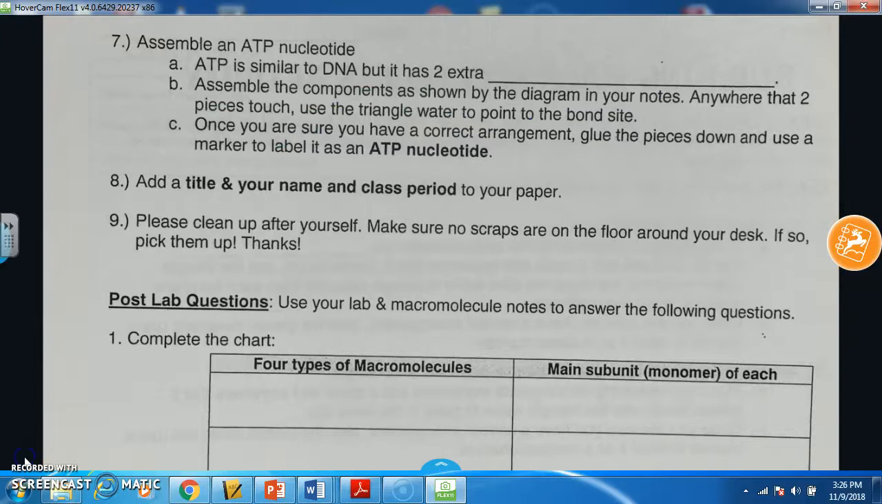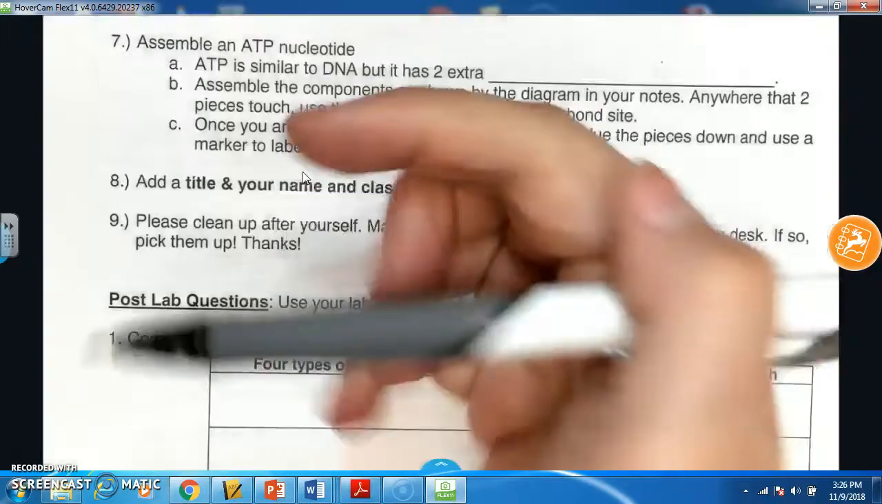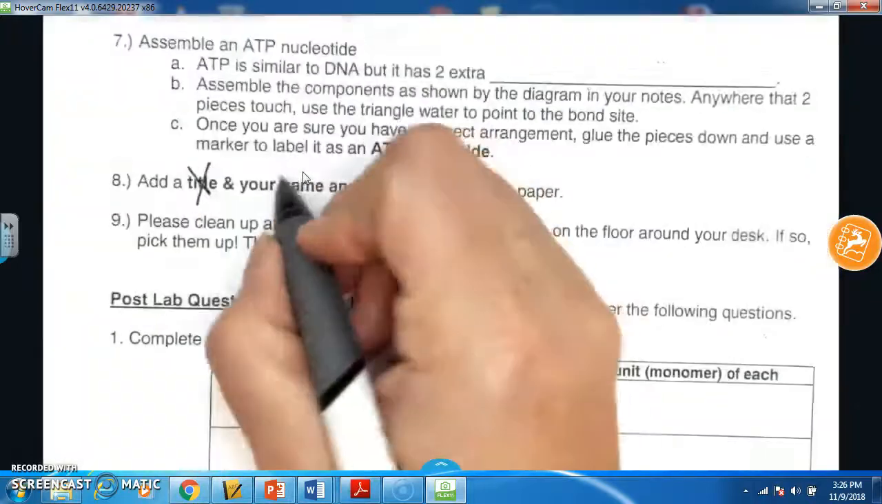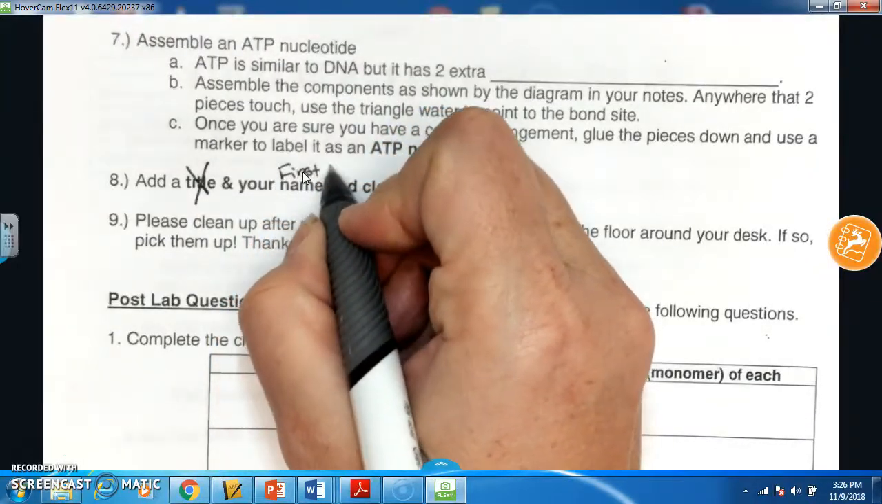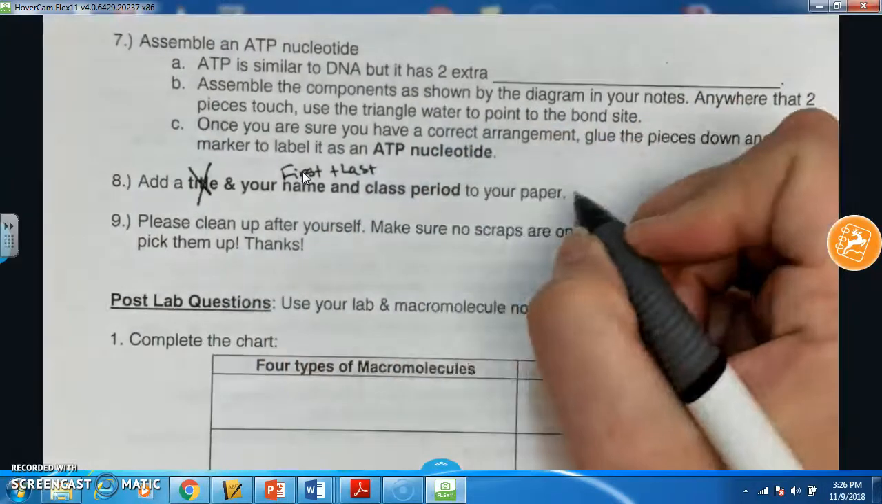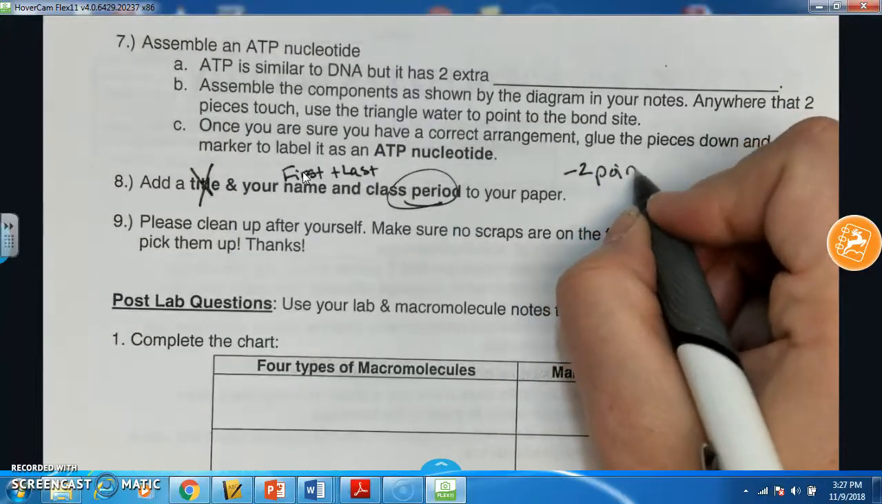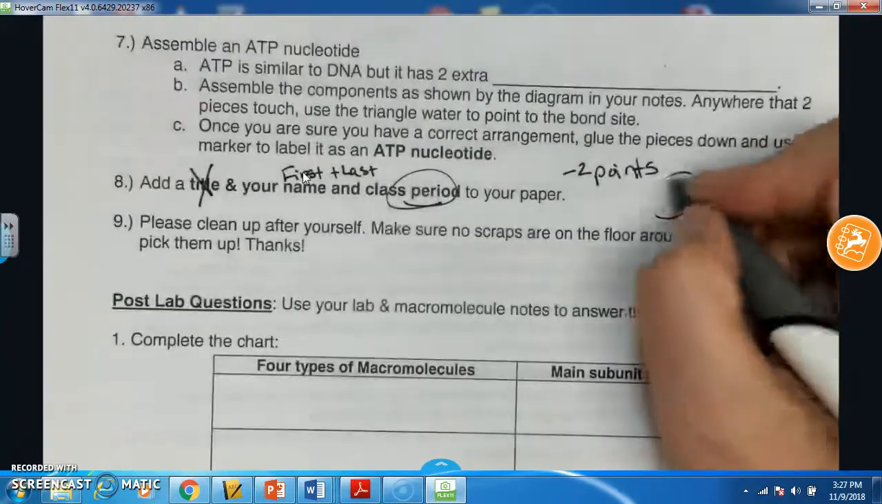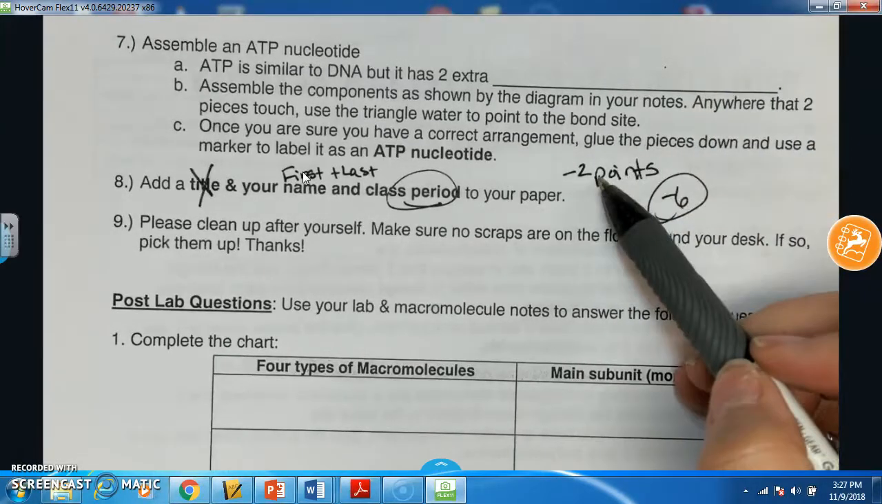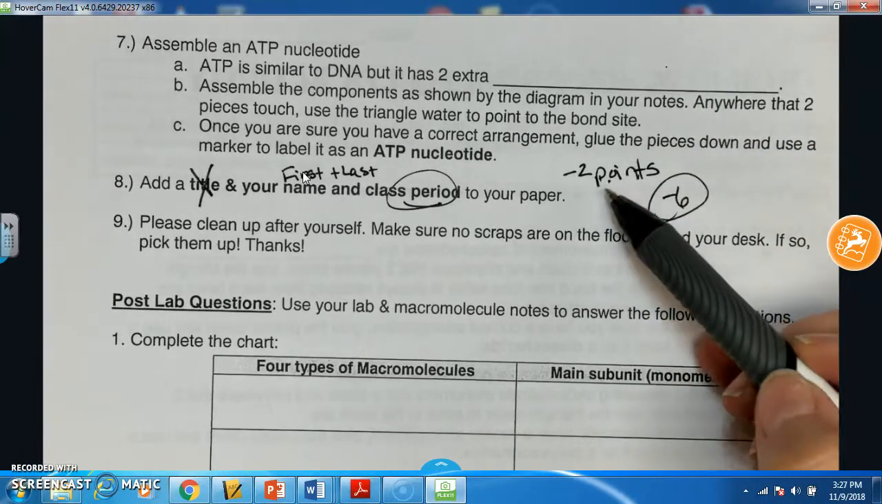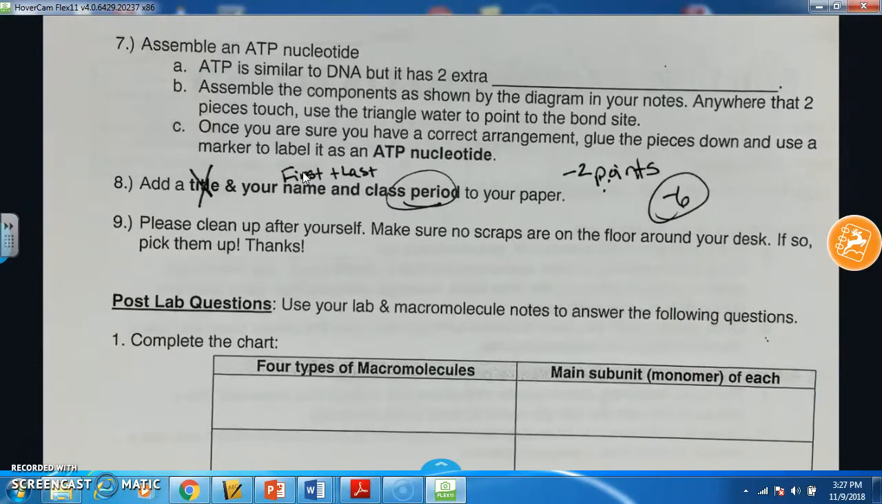On the 3rd day of lab, the very last thing that you will be assembling will be an ATP nucleotide. And it even gives you a reminder to add a title and your name and the class period to your paper. Guys, I don't care about the title. So right now, you can just mark that off. I don't care about the title, but I do care that you give me first and last, and you need to have the hour. There will be a -2 points for each thing that's missing for a total loss of up to 6 points. 2 points for your first name, 2 points for your last name, 2 points for the hour. So make sure you put those on there.